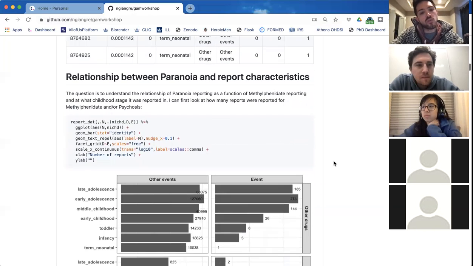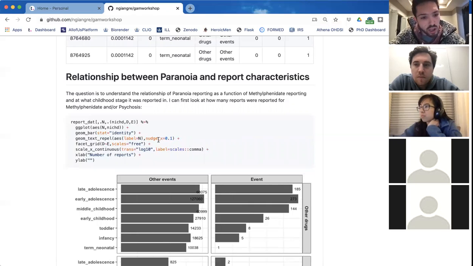And so first, when people look at relationships between drug exposure and adverse events, they often look at just co-occurrence. And so that's what I do here, and I use ggplot, which I still think is the best way to visualize data.